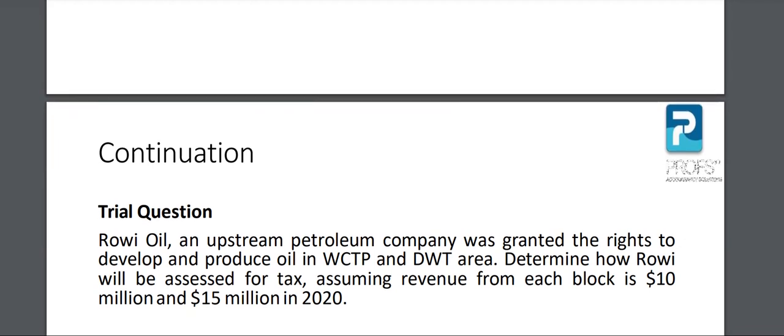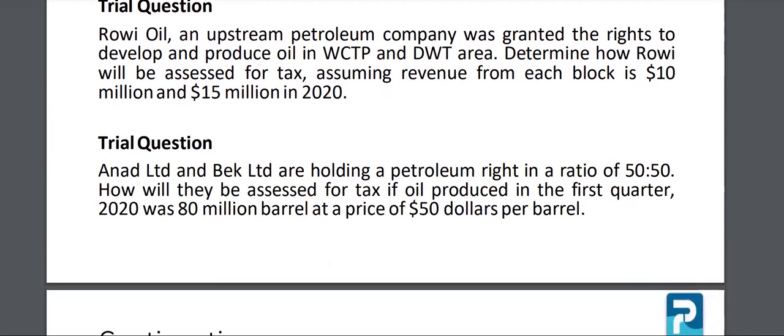Let me see how this one will go. ANAD Limited and Beck Limited are holding a petroleum right in a ratio of 50 to 50. How would they be assessed for tax if oil produced in the first quarter 2020 was 80 million barrels at a price of $50 per barrel? How would you go about this one?